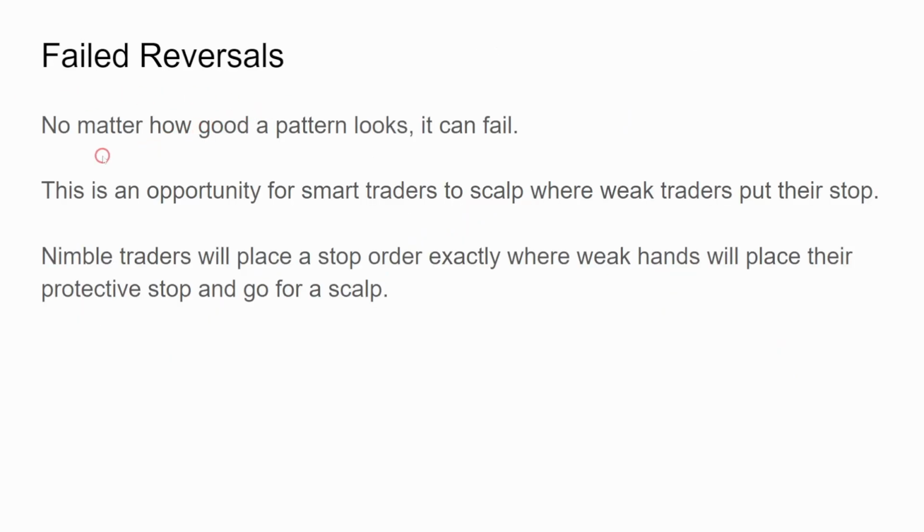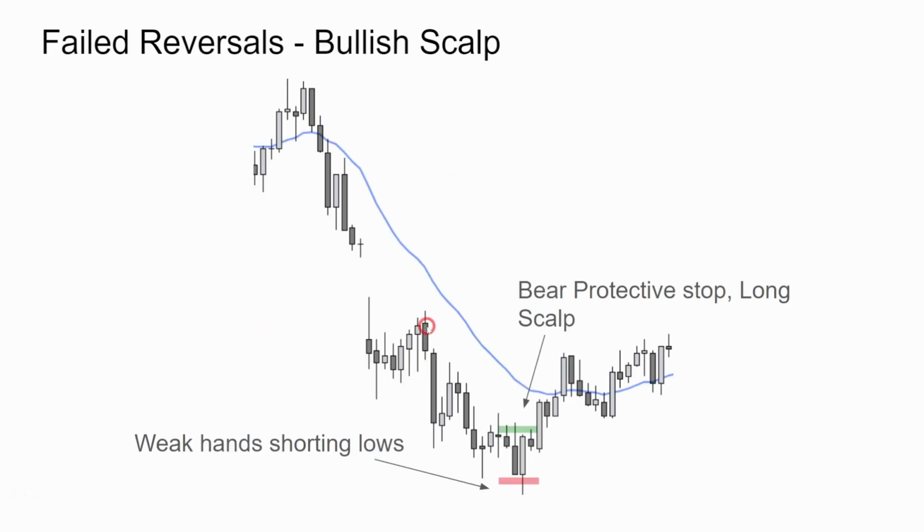Failed reversals. No matter how good a pattern looks, it can fail. This is an opportunity for smart traders to scalp where weak traders put their stop. Nimble traders will place a stop order exactly where weak hands will place their protective stop and go for a scalp.